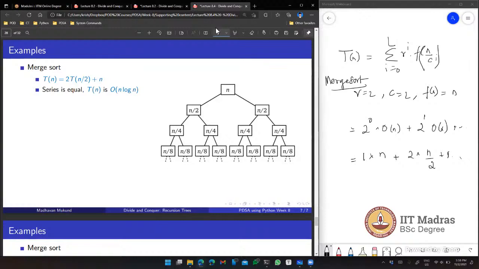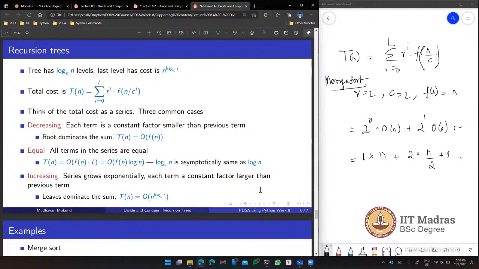You get it, right? It's n. Yes, it's n. So the series will be the same. If the series is equal, then you have to apply this rule: order of f of n times log n. Here f of n is simply n, so it is simply n log n.